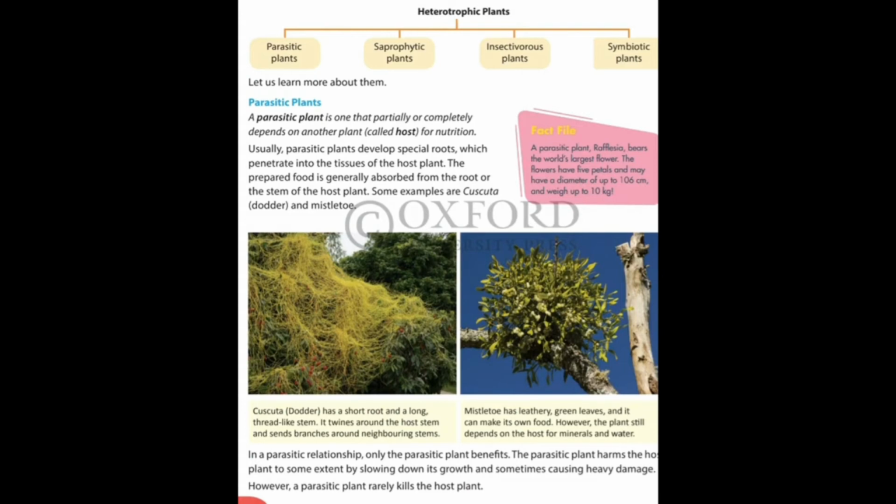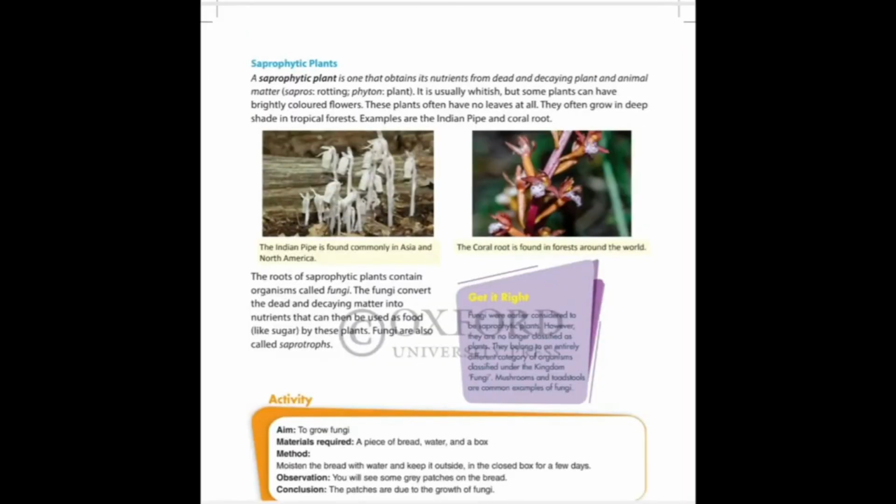Remember children, last year you learnt about the parasitic root in the root modification. You learnt an example, dodder, that is Cuscuta. That is a parasitic plant. Another example that is given in your book is the mistletoe. Here you should also note that in a parasitic relationship, only the parasitic plant benefits. It even harms the host, okay, by slowing down its growth. Sometimes it even leads to the death of the host plant.